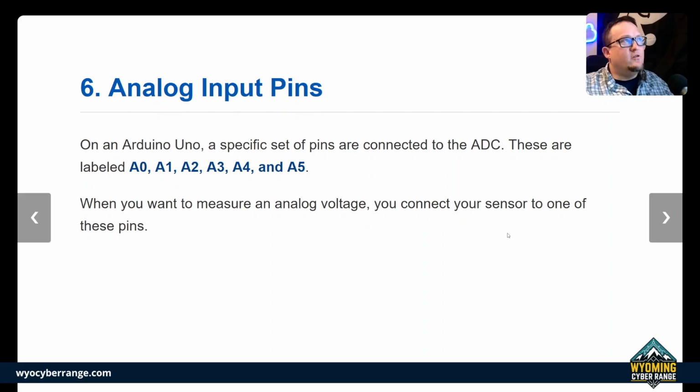On the Arduino Uno, there are special pins that are allowed to do analog. By default, they're the ones that start with A, for analog. If you look at your Arduino, you'll notice that it has an A0 through an A5. These pins are designed to be analog. These are not digital pins. So if you want to use an analog device, you should connect it to one of these analog pins.